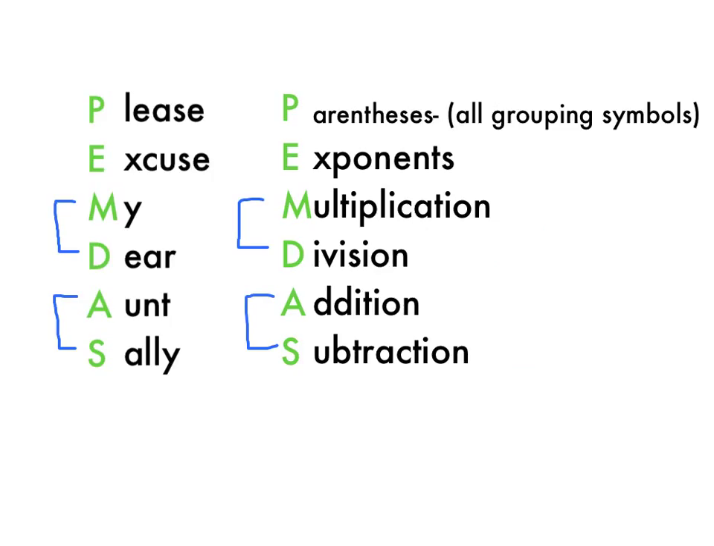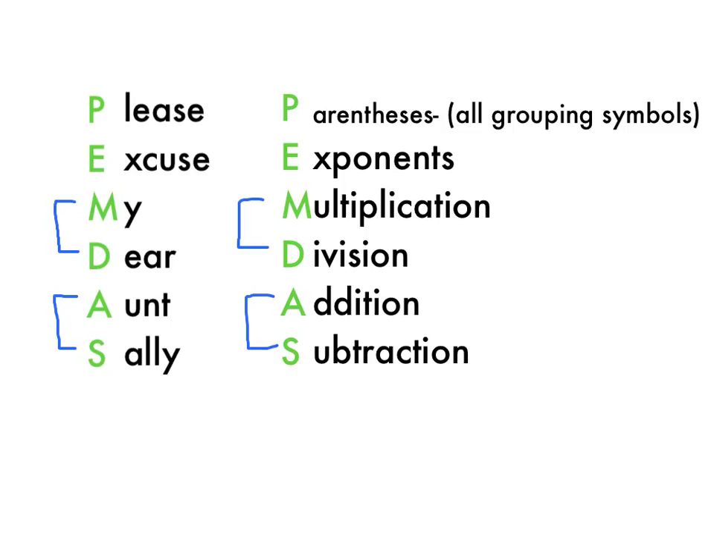Here is an easier way to remember the order of operations. It's a mnemonic device, PEMDAS. Please excuse my dear Aunt Sally. If you can remember that silly phrase, it will help you remember the steps to order of operations. P is parentheses, or all grouping symbols, and that's what you would do first. Next would be exponents. In 5th grade, you don't really need to worry too much about these, but later on in 6th grade, you will.